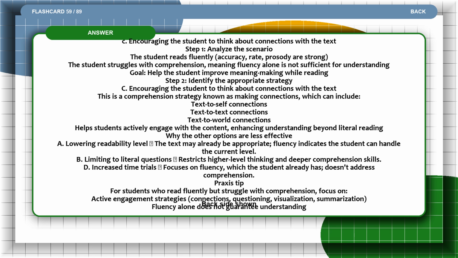Praxis tip for students who read fluently but struggle with comprehension. Focus on active engagement strategies: connections, questioning, visualization, summarization. Fluency alone does not guarantee understanding.